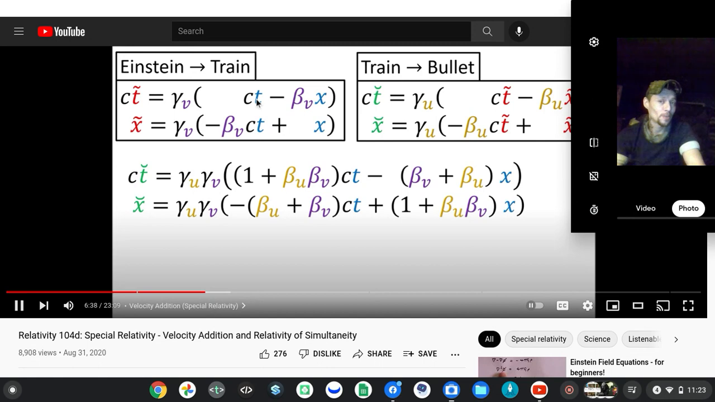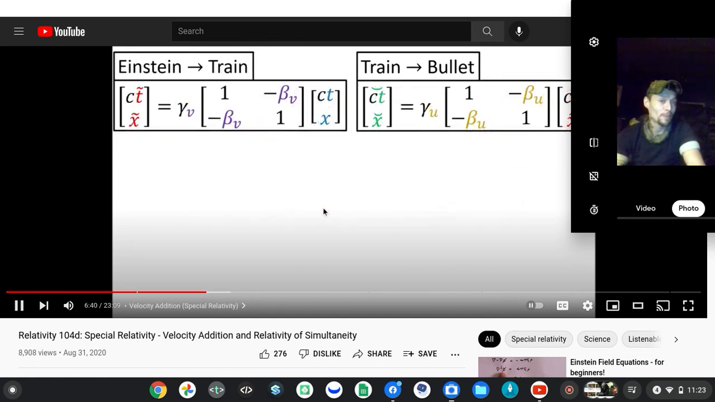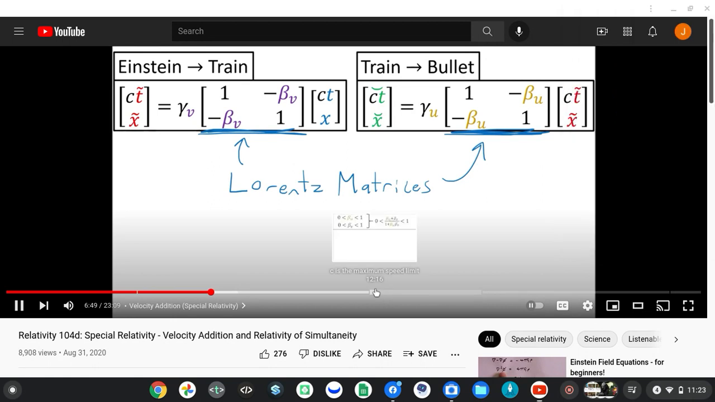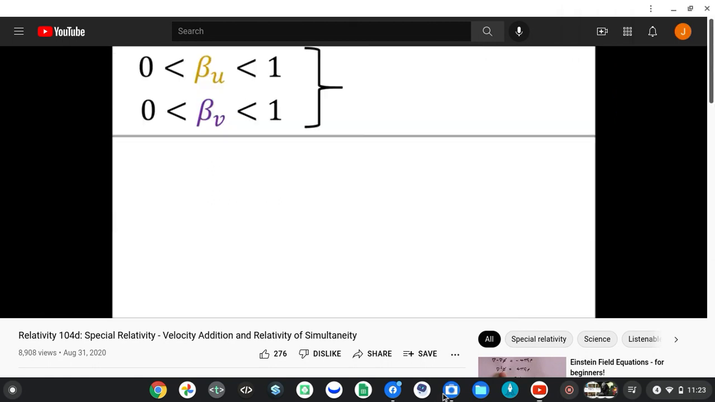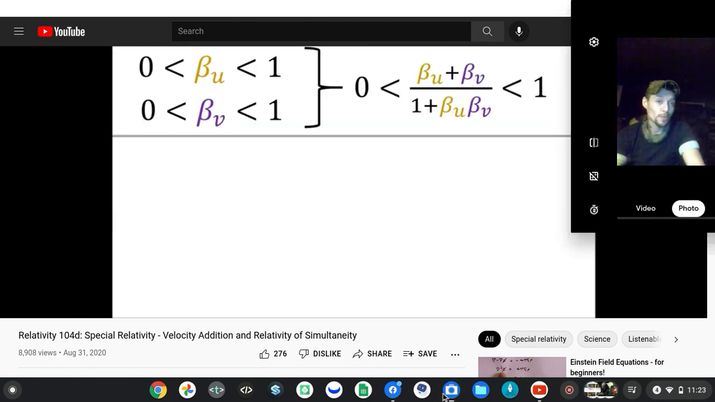Another way to get the same result is to write out the Lorentz transformations in matrix form. Again, writing the components in columns and transforming them using a Lorentz matrix. Their combined velocity, according to special relativity, will also be between 0 and 1.